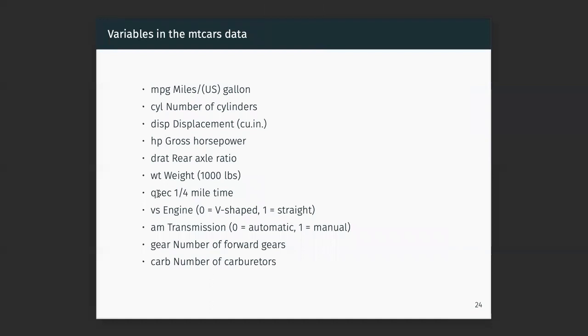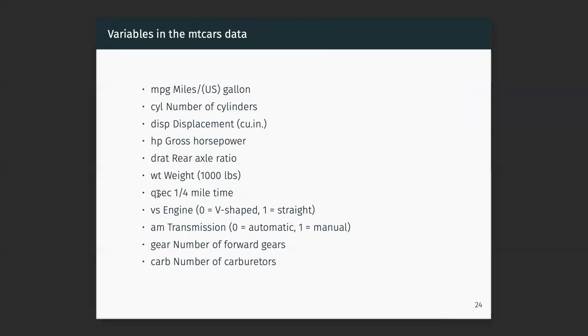We have miles per gallon, which is mpg. cyl is number of cylinders. disp is engine displacement, that's how much gas the engine pushes through. hp is horsepower. drat is rear axle ratio. I don't actually know what that is. wt is weight in tons, 10,000 pounds. qsec is its quarter mile time in seconds.